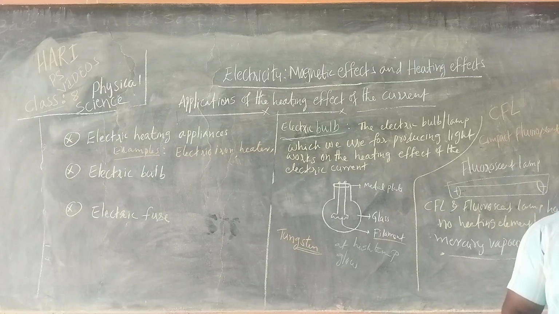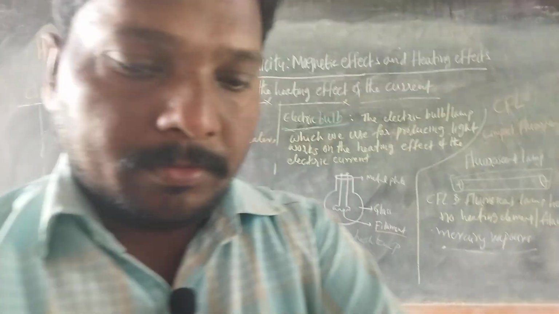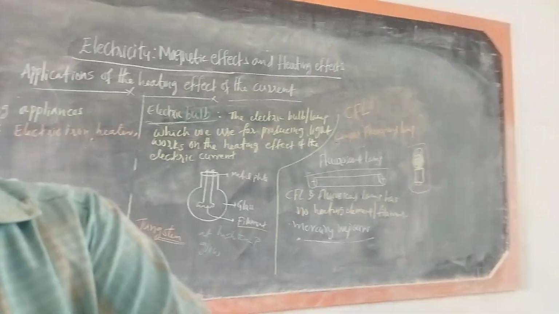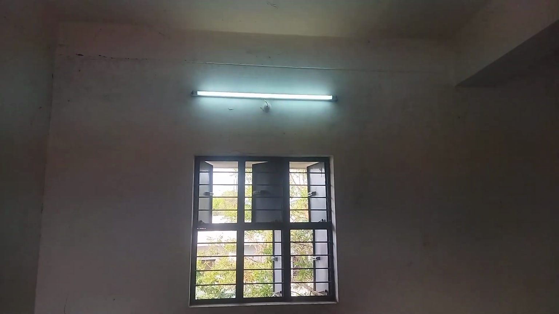Now I will show you a fluorescent lamp. The one fixed on the wall is an example of a fluorescent lamp. It has no heating element, but it produces light. Observe that there is a glass tube. Inside the glass tube there is a gas, which is nothing but mercury vapors, present in the fluorescent lamp.